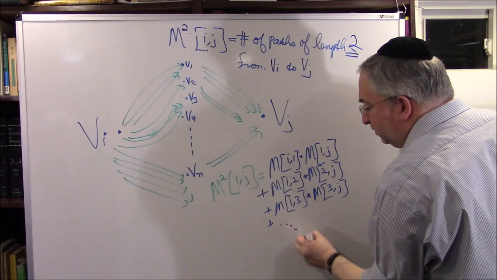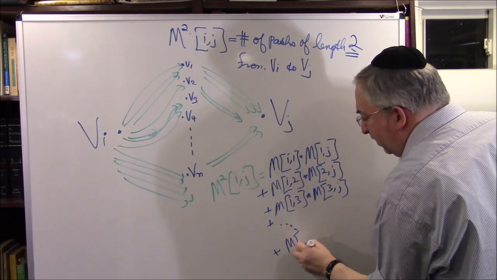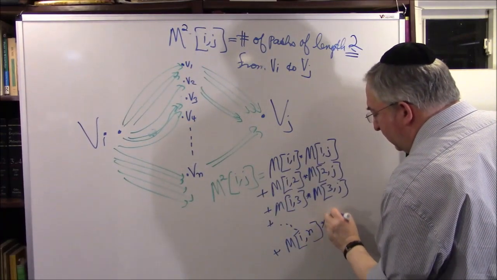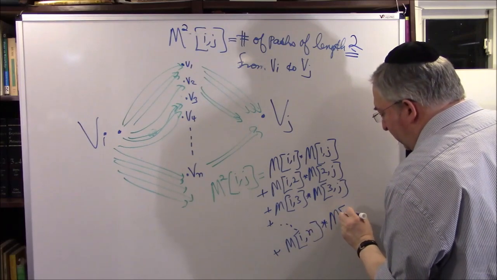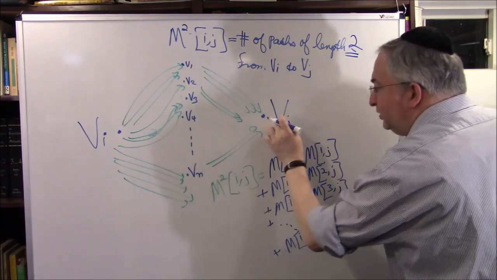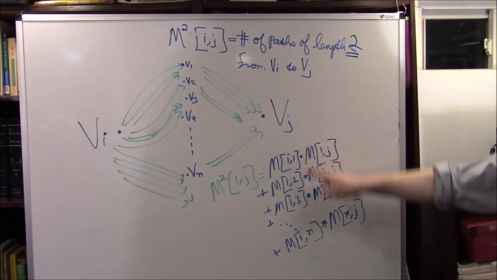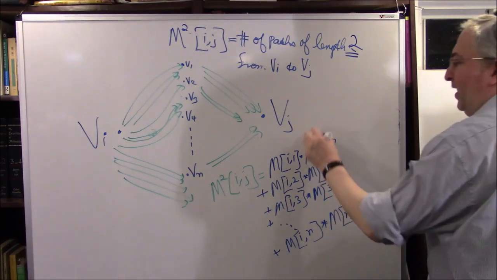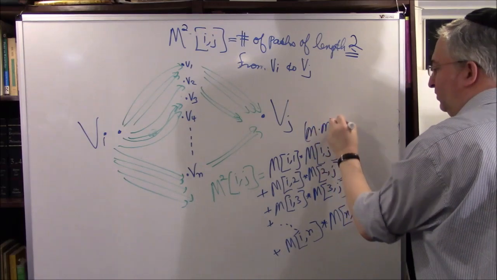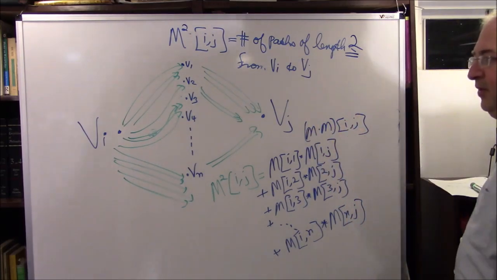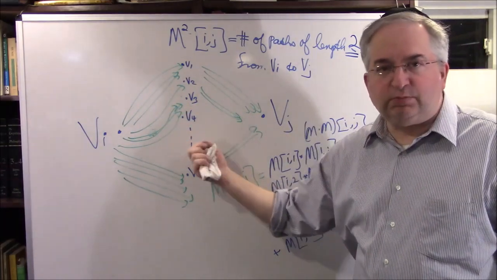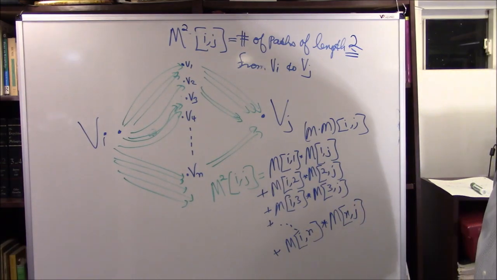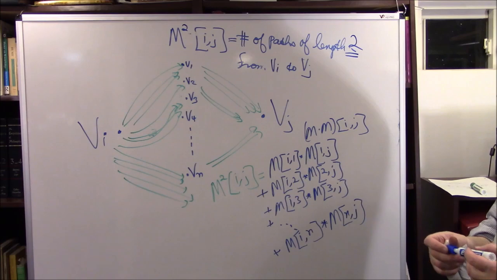plus, and so on, m(i,n) times m(n,j). Where did you see this before? This is exactly the definition of M times M at the ijth position. So this is just a graph way of explaining where the definition of matrix multiplication came from.